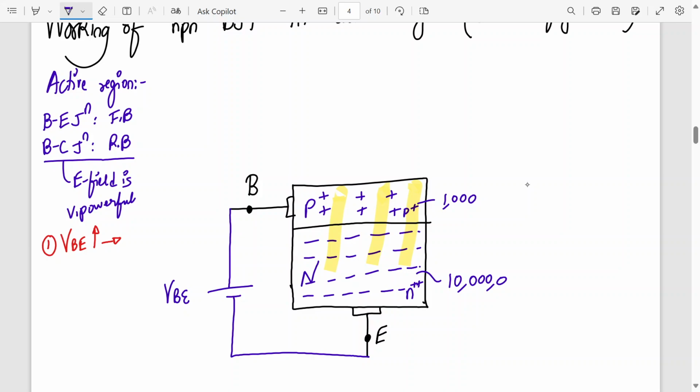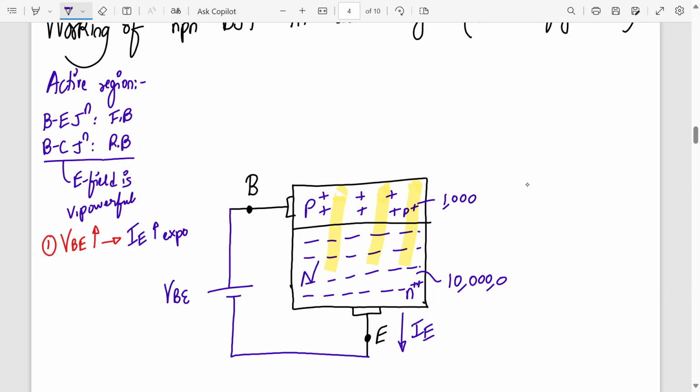I mean, if we keep on applying VB higher, the IE emitter current will go on increasing exponentially. Yes or no? That is what we have studied, right? Electrons will go from bottom to top, so current will go from top to bottom. So this is the IE current.